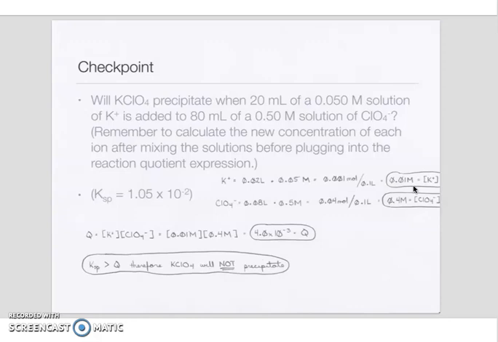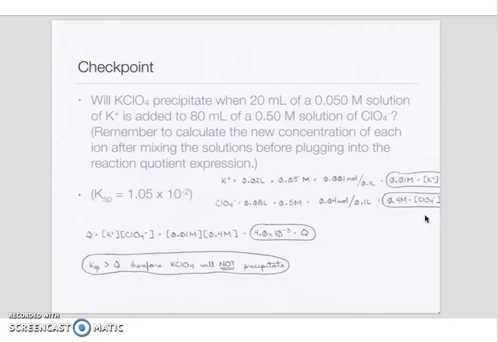I'm going to do the same exact thing for my perchlorate. For my perchlorate, I have 0.08 liters. That comes from my 80 milliliters. I'm going to multiply it by 0.5 molar, its respective concentration, to find that I have 0.04 moles of my perchlorate ion. I'm going to divide that by the total volume as well. So 0.1 liters gets me a concentration of the perchlorate in my new mixed solution of 0.4 molar.